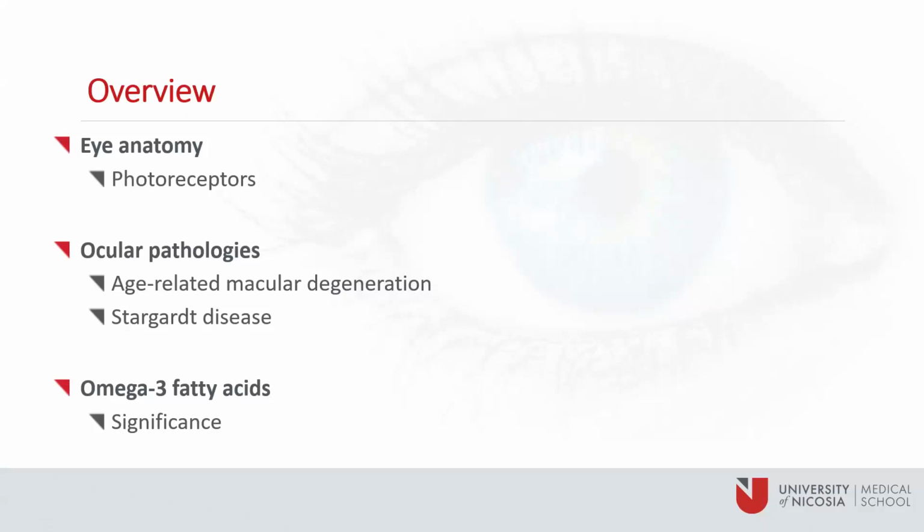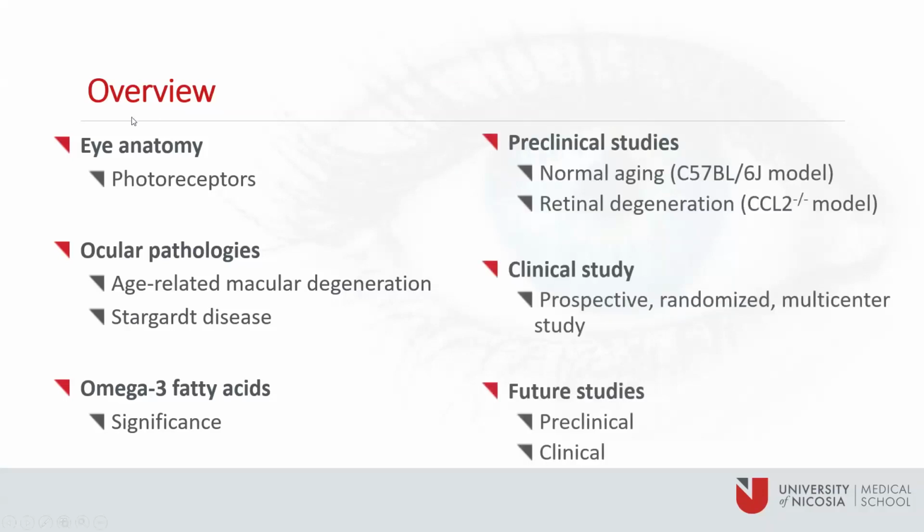And then we're following the omega-3 fatty acids and their significance with regards to their function, their role, and how the balance between omega-3 and omega-6 is important in terms of disease progression. So after the brief introduction, I'm going to cover the preclinical studies that we did so far.